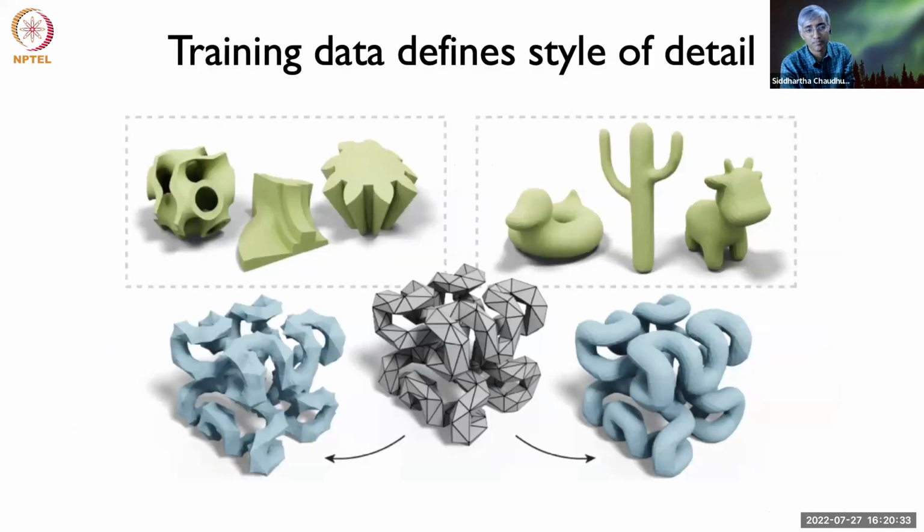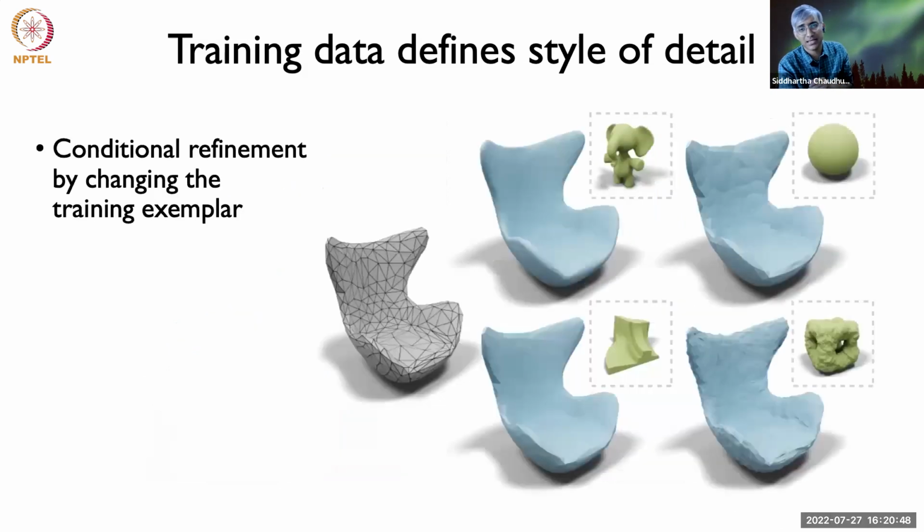Okay. If you give it different types of training data, it will upsample in different ways. It will produce sharp edges if you train it on man-made shapes on the left. It will produce smooth results if you train it with smooth shapes on the right. But this only goes so far, right?